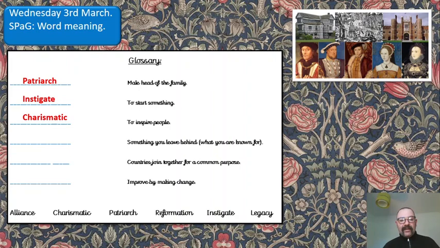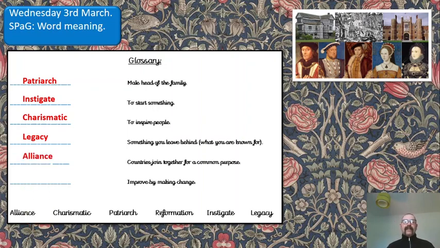Something you leave behind, or what you are known for, that would be legacy. So Henry VIII's legacy was that he changed a lot of the way we do things in the country at the time, so he made a big change. Right, so we're getting down to our last 2. Countries join together for a common purpose, and that's alliance.